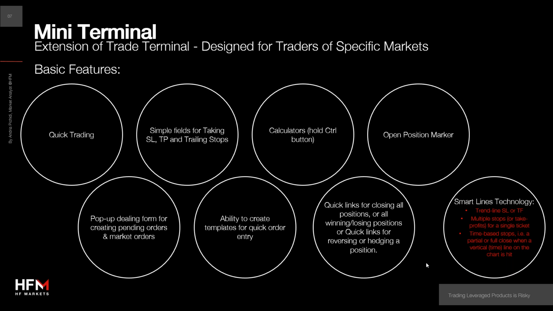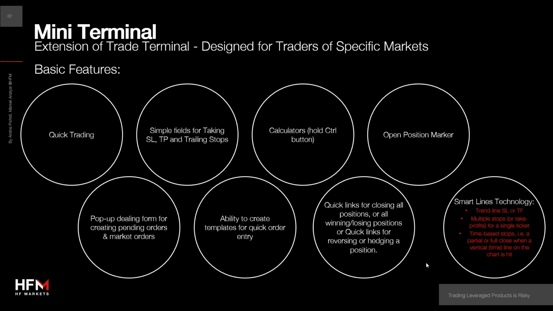You have open position market as well, a pop-up dealing for creating pending orders as well as market orders, the ability to create templates for quick order entries, and it provides you quick links for closing all positions, or all winning or losing positions, or partially closing a position, or reversing or hedging a position. These are the same figures that we can see in the actual terminal, but in the mini terminal the way they are presented is quite simpler, okay? As I said, it has the necessities, let's say, and much simpler fields.